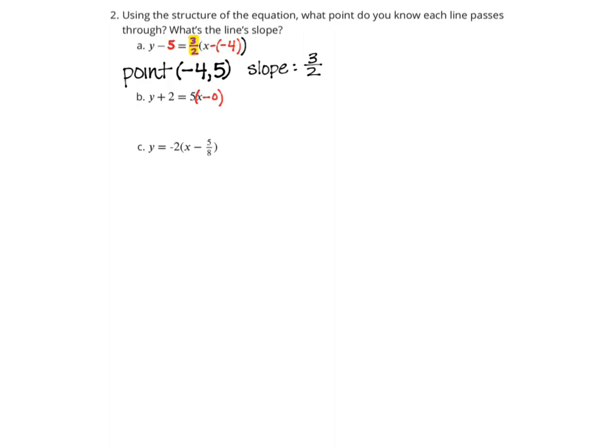In part B, it didn't write it this way, but I just wrote it as x minus 0 in parentheses, so now I can see my point is 0, 2. Oh, this is incorrect here, because it says plus 2, but that needs to say minus negative 2. So I'm going to change that part so it says minus. So now you can see that it says y minus negative 2, which tells me that my point is 0 and then minus 2. The slope is the 5.